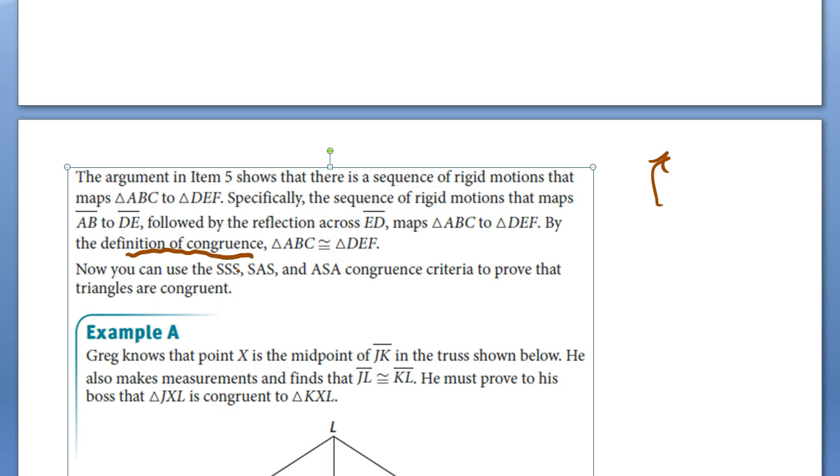So now that we've actually proved with finding sequences of motions, we can now use SSS, SAS, and ASA congruence criteria to prove that triangles are congruent. We thought we could do this after yesterday's lesson, but here we've actually proved them by finding rigid motions.